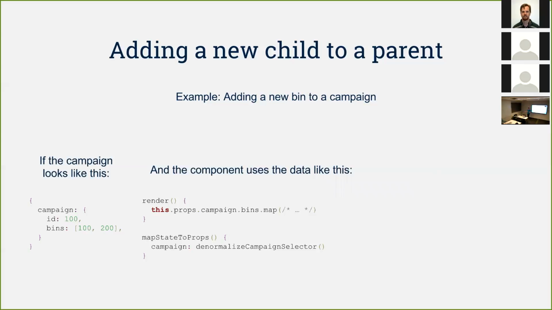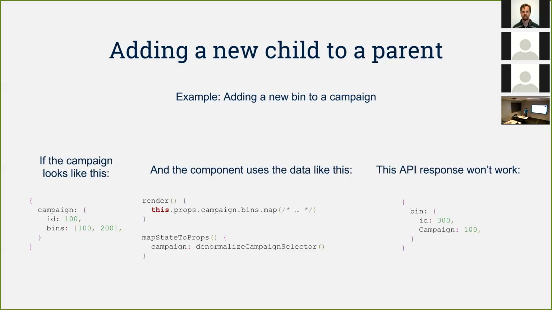If we add a new bin and just return that bin's data from the server, this campaign doesn't get updated. Because instead we'll just have a new bin, which is down here in the entities reducer with ID 300 and campaign ID 100. But when we denormalize this campaign, Denormalizr isn't smart enough to look at the entire state of the entire entities reducer and find all the references to the campaign. It goes the other way. It just looks at the list of bins and denormalizes each of those.